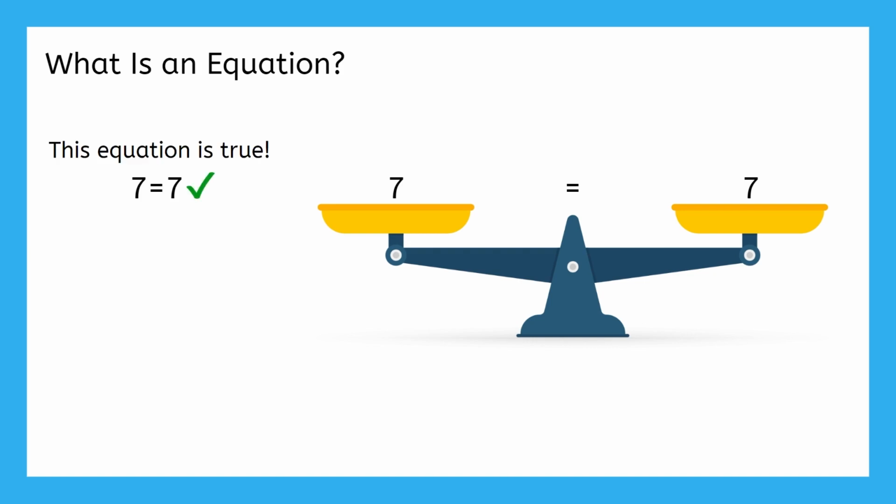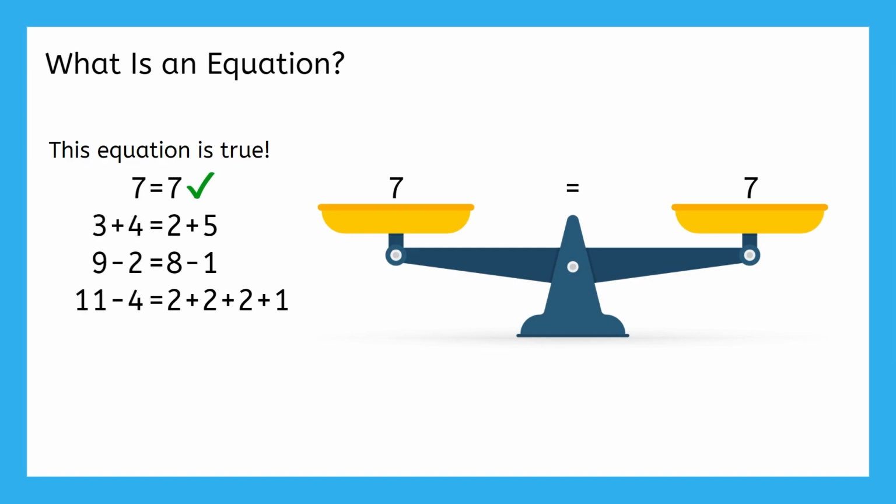As long as the two sides have equal value, they don't even have to look the same. So I could rewrite 7 as 2 plus 5, or 8 minus 1, or 2 plus 2 plus 2 plus 1, or anything else you can think of that makes 7. I could even rewrite both sides like this. All of these would still be true because each side still has a value of 7.